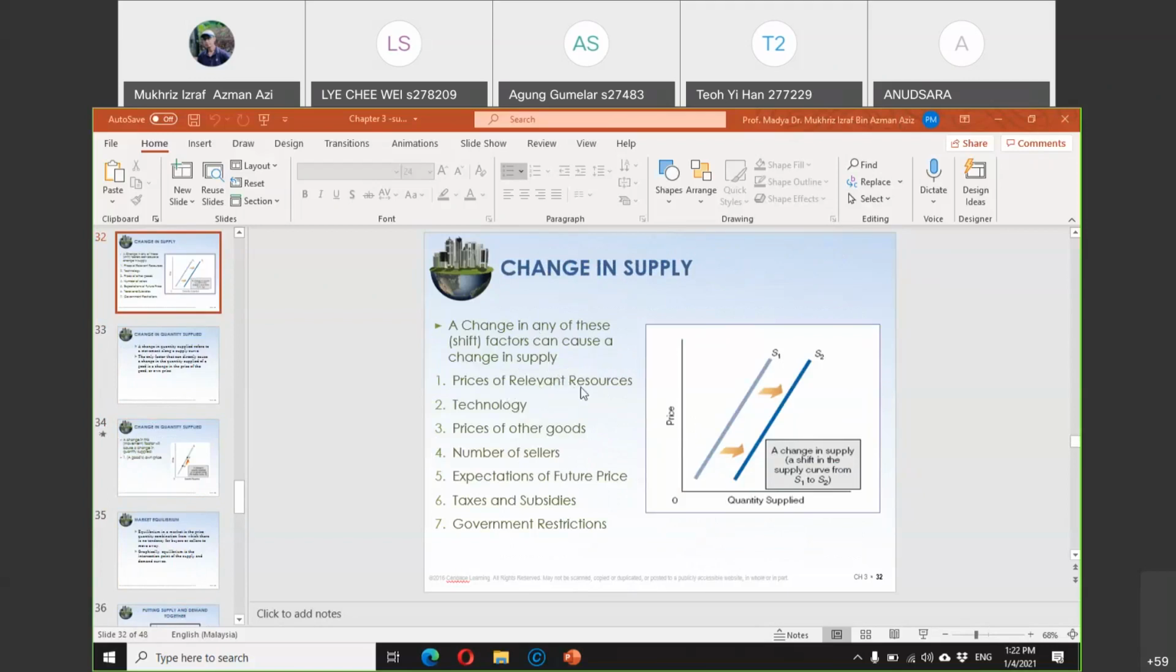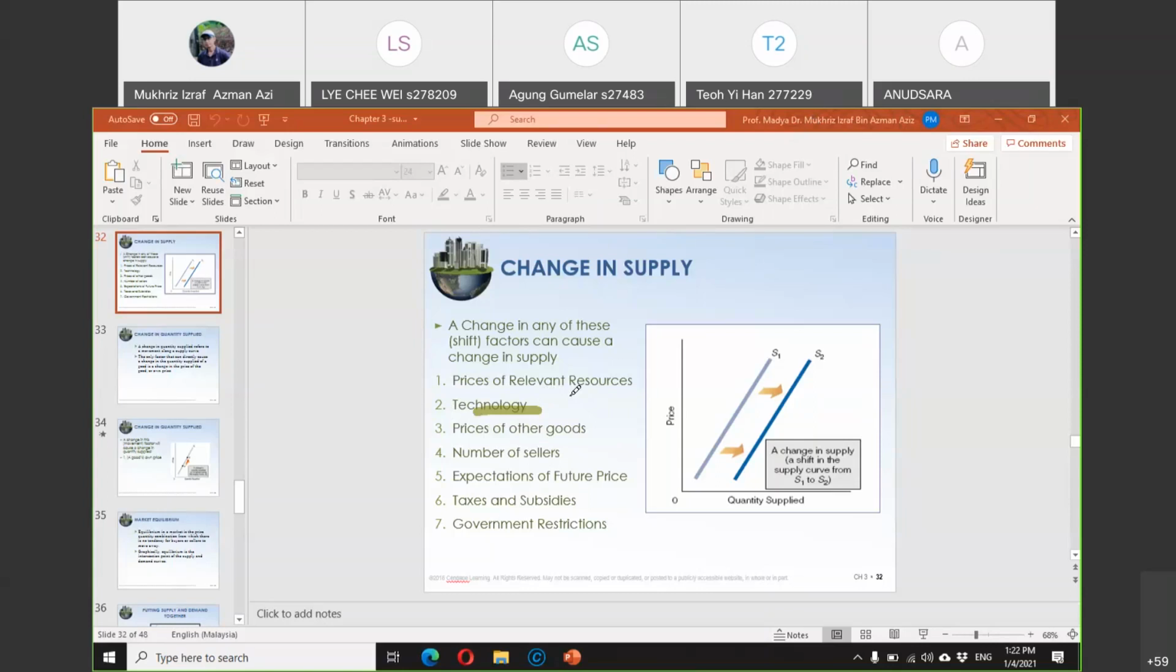For example, I can just explain briefly here, technology. I think for certain factors you can use your own logic rather than having to rely on the book to explain. We know that technology is supposed to make production cheaper. You can produce more in less time. For example, the use of computers nowadays.